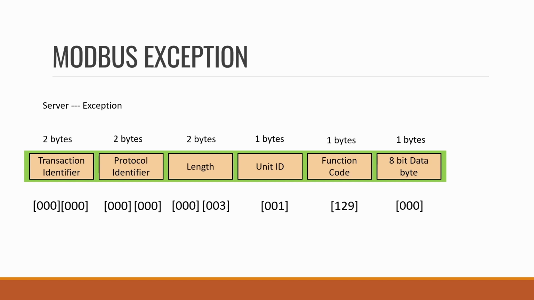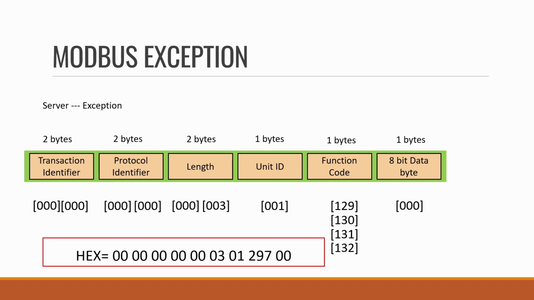In the case of coil, the function code reply will be 129, for the input status the function code will be 130, for the holding register it will be 131, and for the input register it will be 132. So if the client is requesting an address which is not available in the server, then the server will reply with the function code 129, 130, 131 or 132.